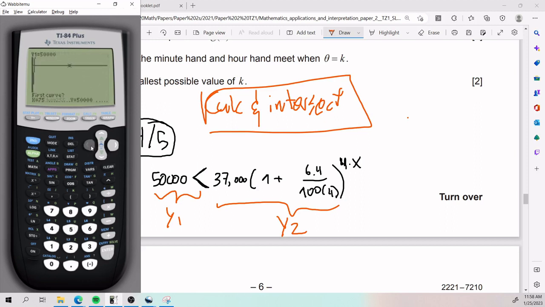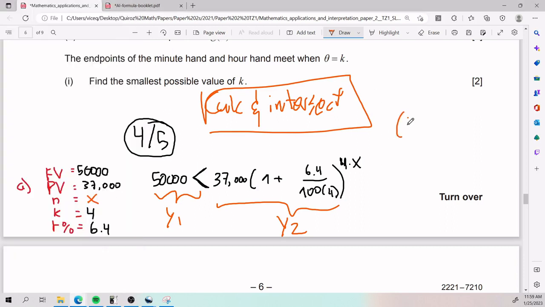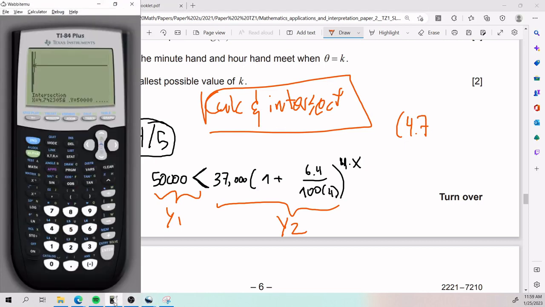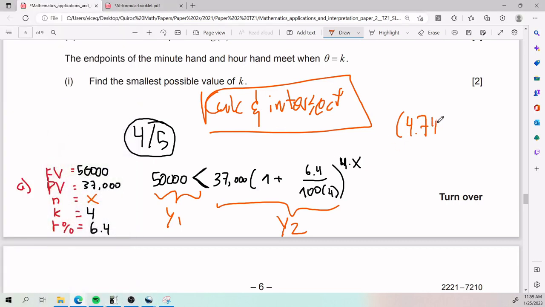You press your first curve, it's the one that's 50,000, which is Y1. Second curve, the one that's on the left, enter, and now we have guess. Guess is really just to ask your calculator which intersect you actually want. In this case, it's only 2 lines, so it doesn't matter. There's only one intersect. And we get that value there. So we get the value of 4.7, give me 1 second, 423, comma 50,000.